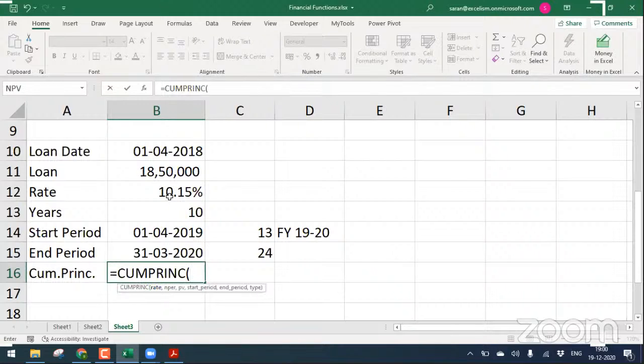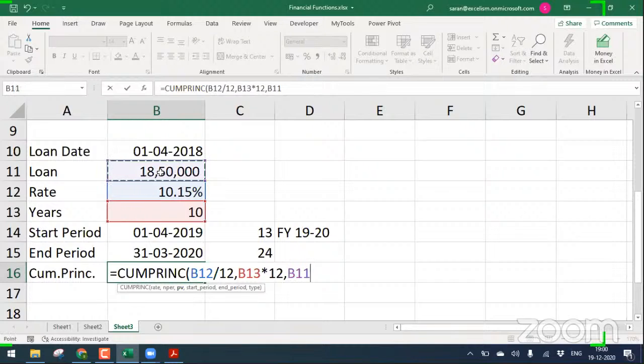The rate of interest is 10%, but this is going to be the monthly EMI, so divided by 12. The number of periods he's going to pay is 10 into 12, because 120 periods is going to pay this entire loan. What is the present value? It is nothing but the loan taken. What is the starting period? The starting period is 13th period.